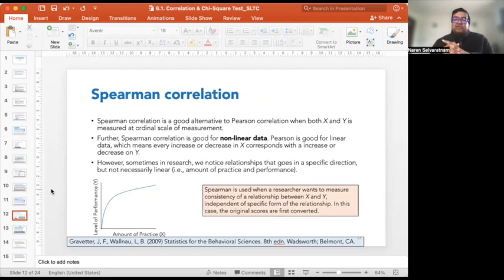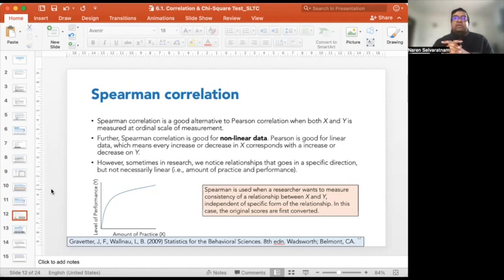Now, this Spearman correlation is a very good alternative for Pearson correlation when normality is not available, and also when the variables are measured at ordinal level. Even if one of the variables is at ordinal level, you can go ahead and do a Spearman correlation instead of a Pearson. And also, if your normality is violated, you can do a Spearman correlation.